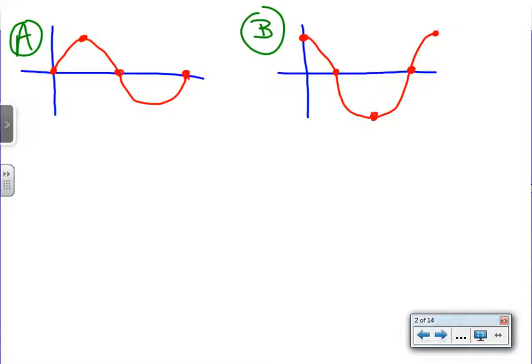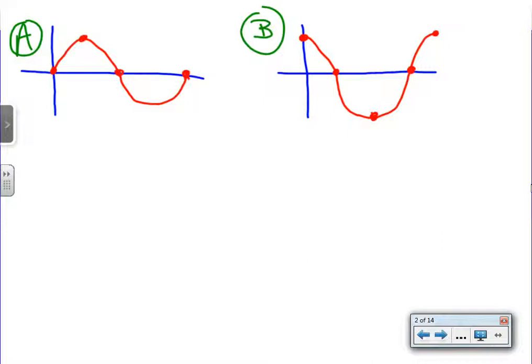So we're going to continue our lesson on 14.1, and I want you to look at the two graphs that I provided for you up on the screen. I want to know which one is sine and which one is cosine, assuming that there are no translations. A is sine. And how do you know that?